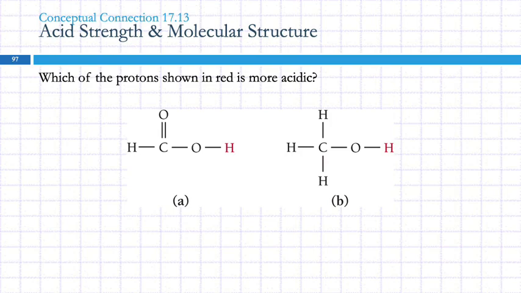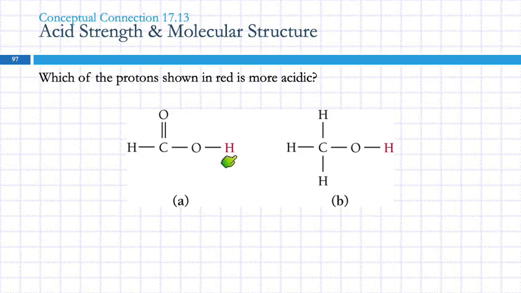So let's test our knowledge. Which of the protons shown in red is more acidic? What we want to do is, these would both be oxyacids, right? Because there's oxygen, hydrogen bonded to oxygen. We want to look at the atom that the oxygen is bonded to. That's the same for both of these, carbon. What's different? The number of oxygen atoms bonded to this.